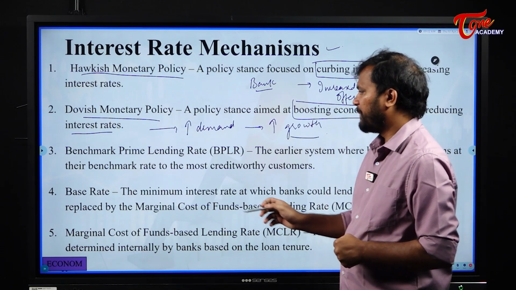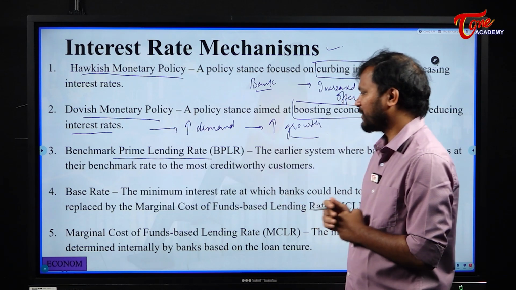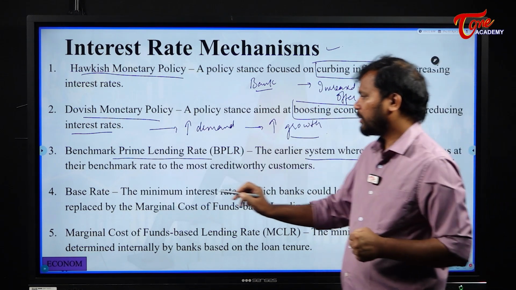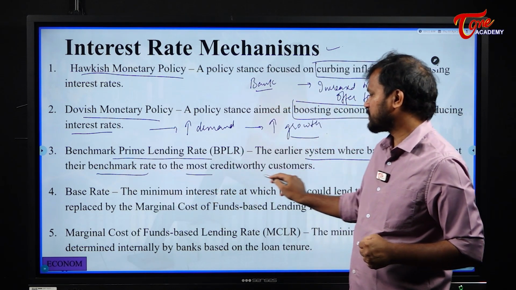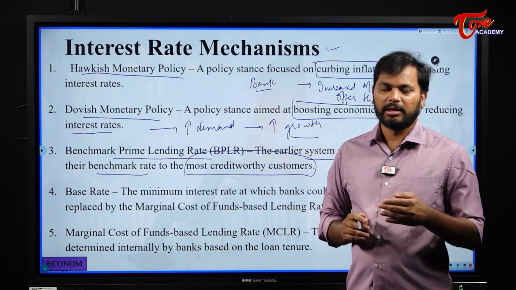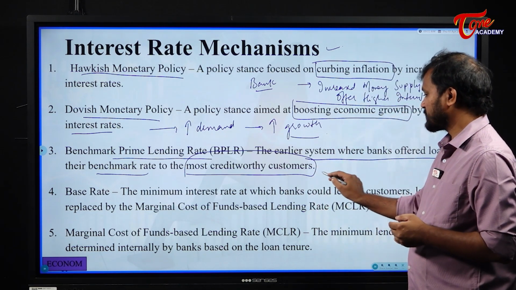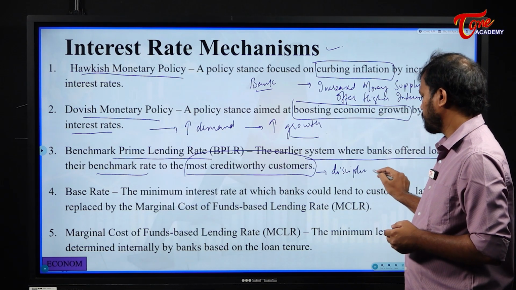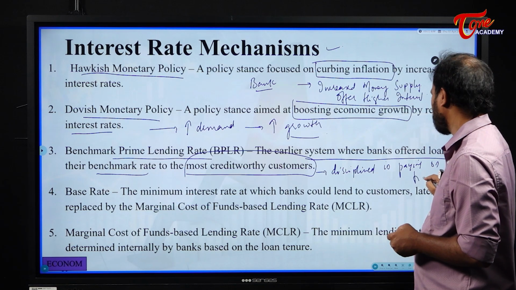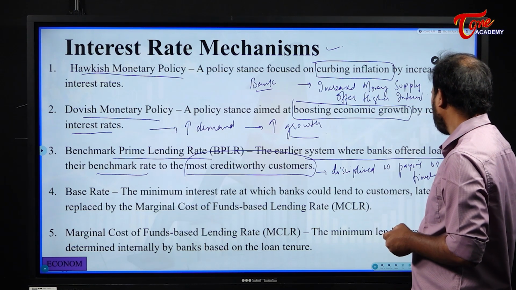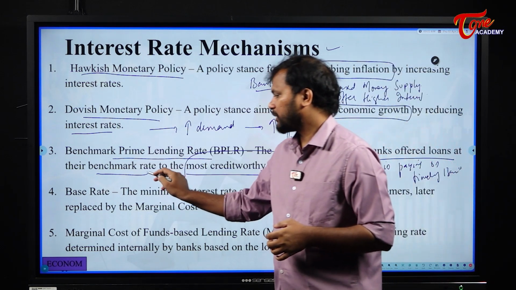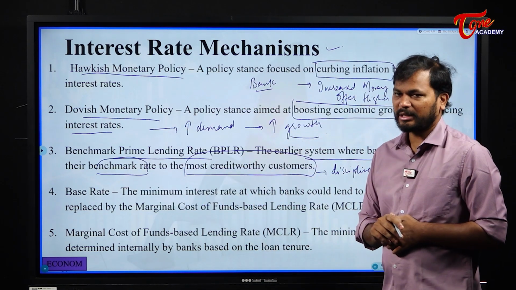Okay, next, benchmark prime lending rate. It is the system where banks offer loans at their benchmark rate to the most creditworthy customers, who are disciplined in paying the loan on a regular, timely basis. For them the money is provided at the benchmark rate. That is what is called the benchmark prime lending rate.